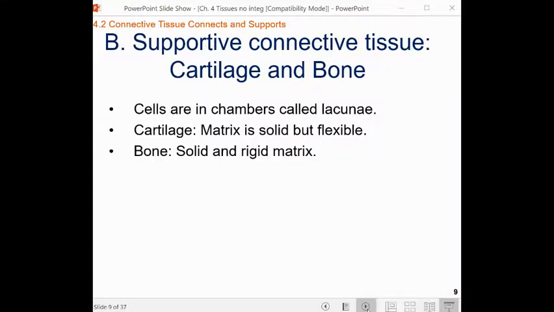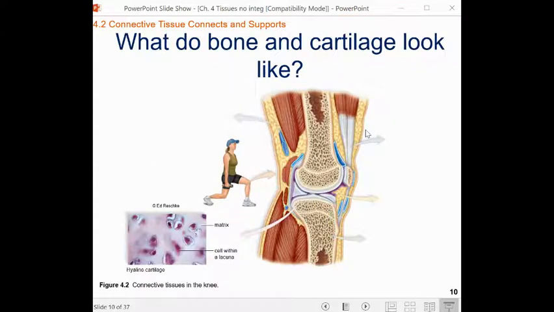Supportive connective tissue comes in 2 different categories: cartilage and bone. This tends to be a lot harder. So if you feel your nose, the tip of your nose tends to be cartilage, the outer shell of your ear is cartilage, and then the solid bone. This matrix in cartilage is really solid, but it tends to be a little bit flexible, and bone is very solid and rigid in its matrix. They both have these chambers for the cells that are called lacuna.